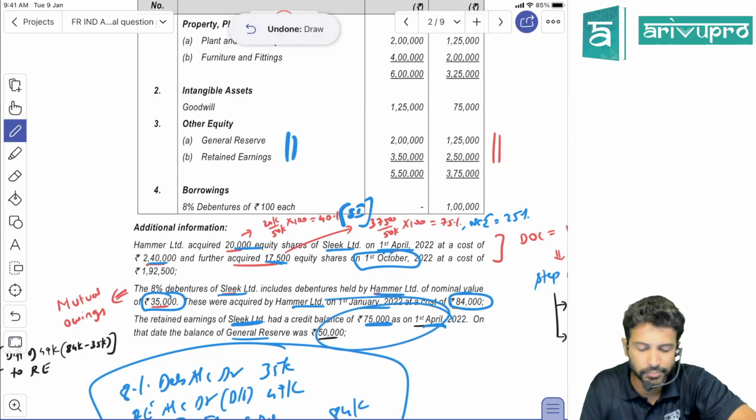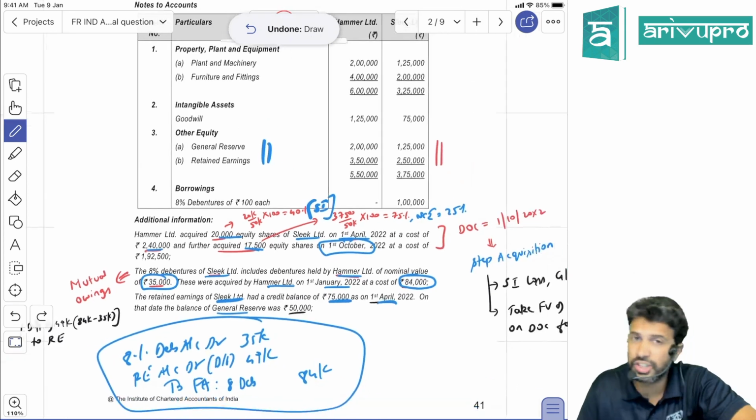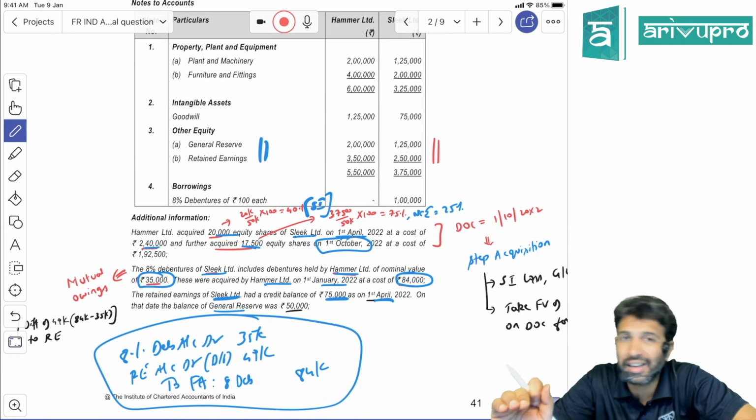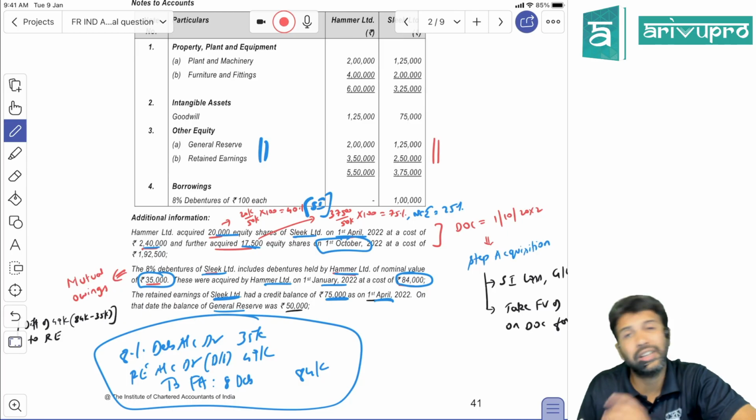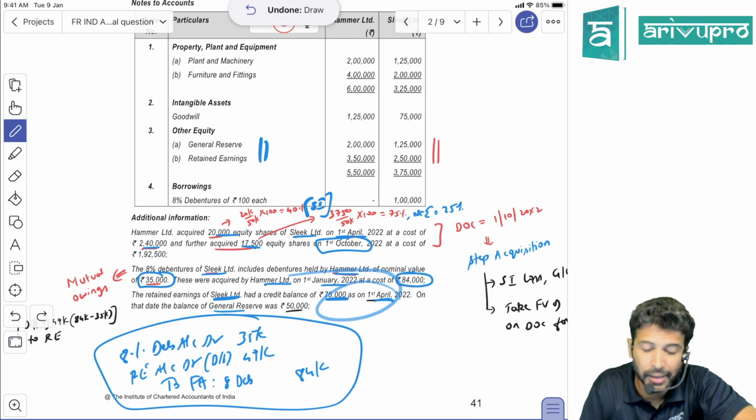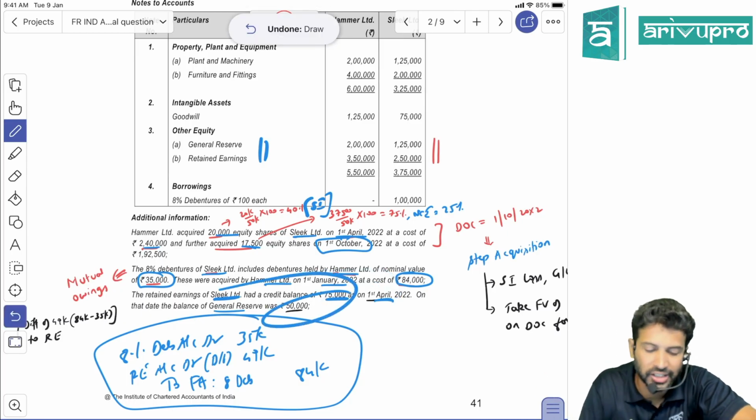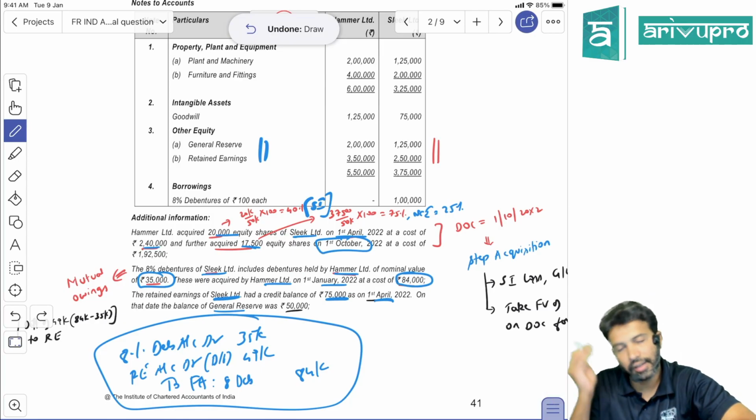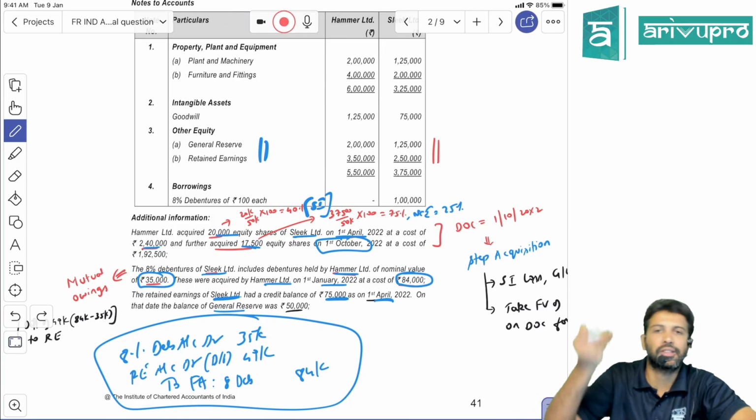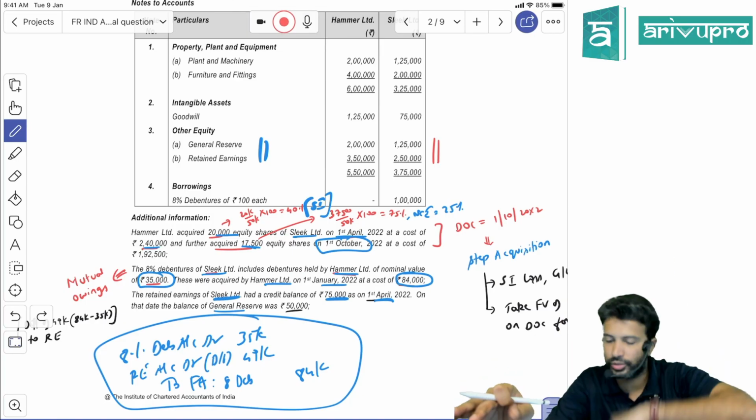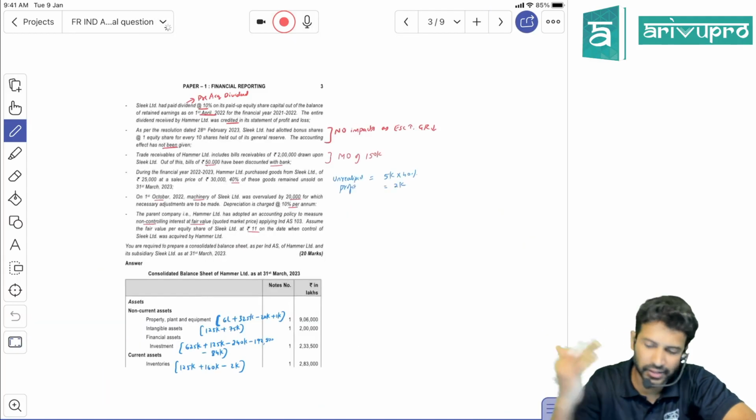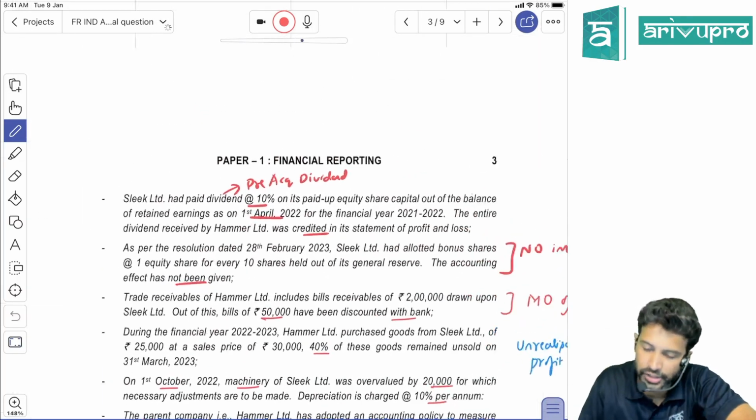Is this pre-acquisition, correct? No, because pre-acquisition means those other equity balances existing on the date of control. Date of control is 1st October. This is the 1st April balance they have given. So we can't take this only as pre. There are additions also. Till October, whatever reserves and surplus the subsidiary company had, those are all pre-acquisition only. So keep that in mind. We'll see the working later on, once we quickly read through the adjustments.